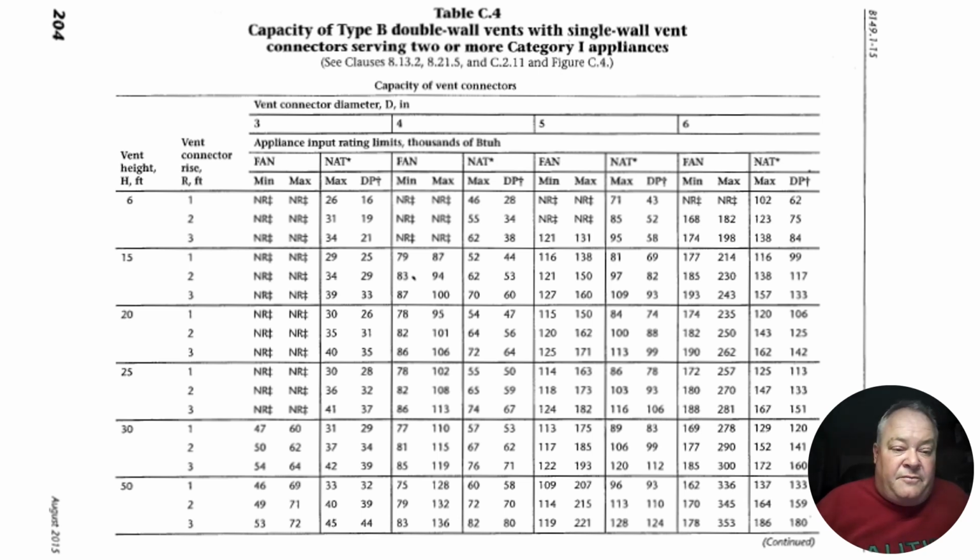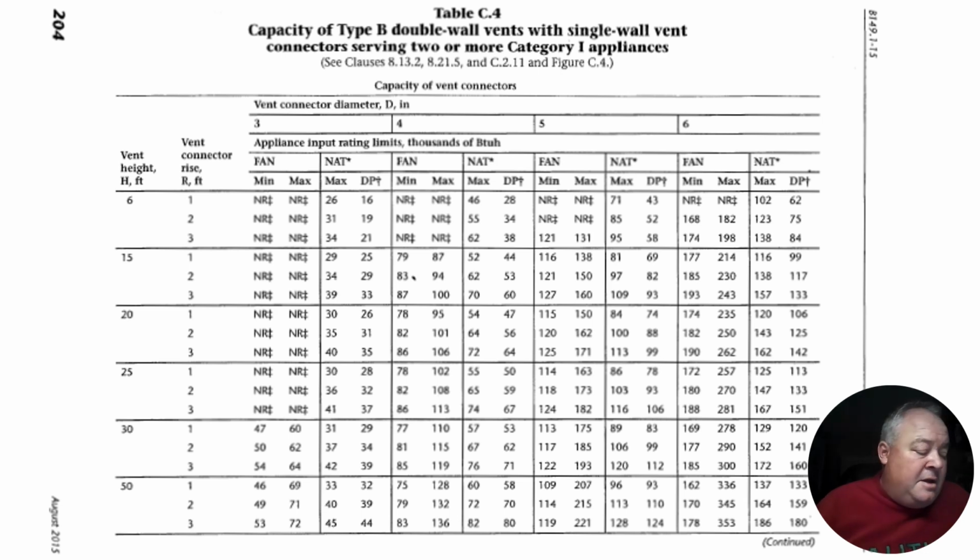We're going to pick the appropriate vent height, which again is 16 feet, so we're going to 15. We're going to do the water heater first, which is a 1-foot vent connector rise, 45,000 BTUs. Nowhere did it mention that we have any air exhausting appliances, so we could get away with the NAT max column at 52,000. Our equipment is 45,000 BTUs, so we shouldn't have any issue there. So it looks like we're going to go 4-inch single wall vent connector for our water heater.